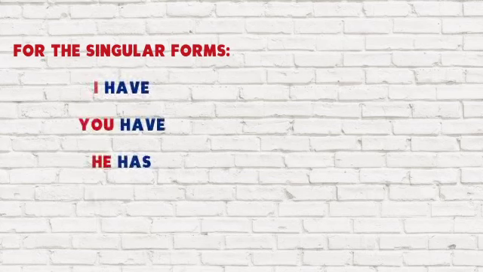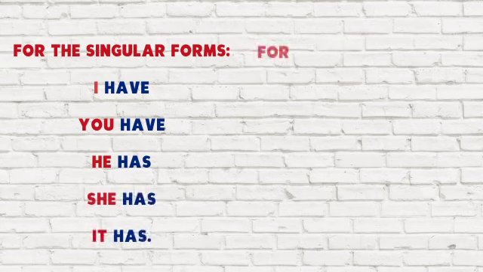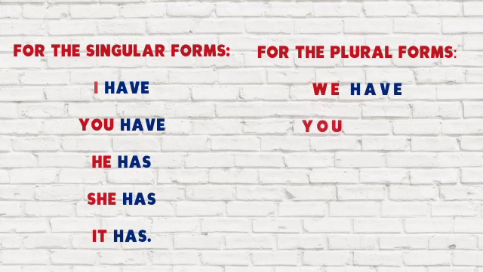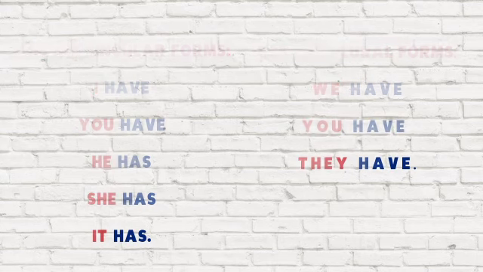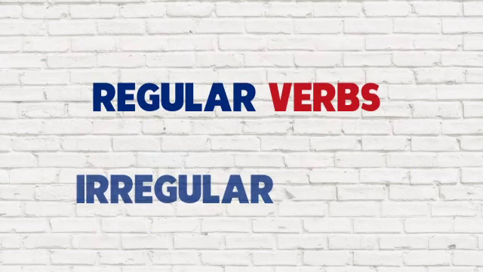For the singular forms, I have, you have, he has, she has, it has. For the plural forms, we have, you have, they have. It's also good to know that in English language there are regular verbs and irregular verbs.